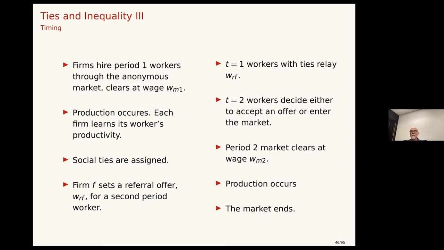So what happens is that referral offers are made. Then there is a decision about whether to accept referral offers or not. We will see that in equilibrium, all referral offers are accepted, okay? But now we've got leftover workers, and those leftover workers are of two kinds. They are friends of unproductive workers who themselves may or may not be productive, but are more likely to be unproductive. They're also people who had no first period friends, who are equally likely to be productive or unproductive. We have an anonymous labor market for them, okay? Production occurs, and then the market ends. That's the end of the story. Everybody got it? Make sense?